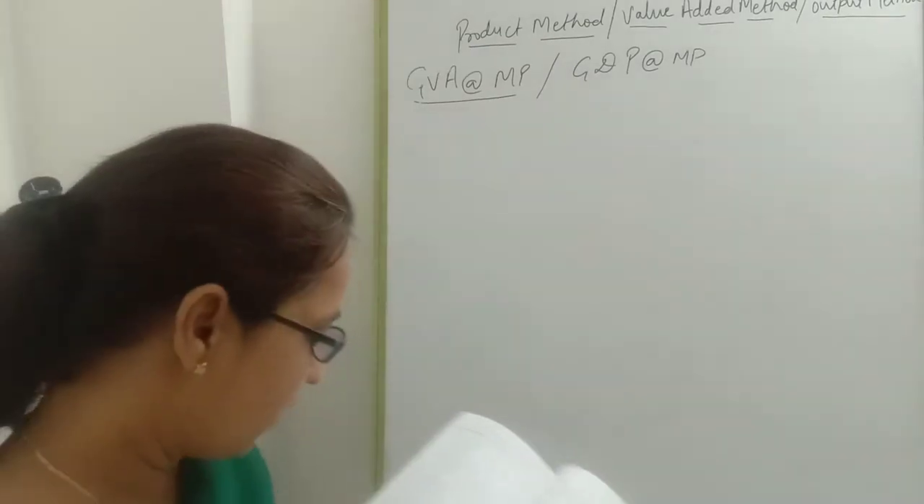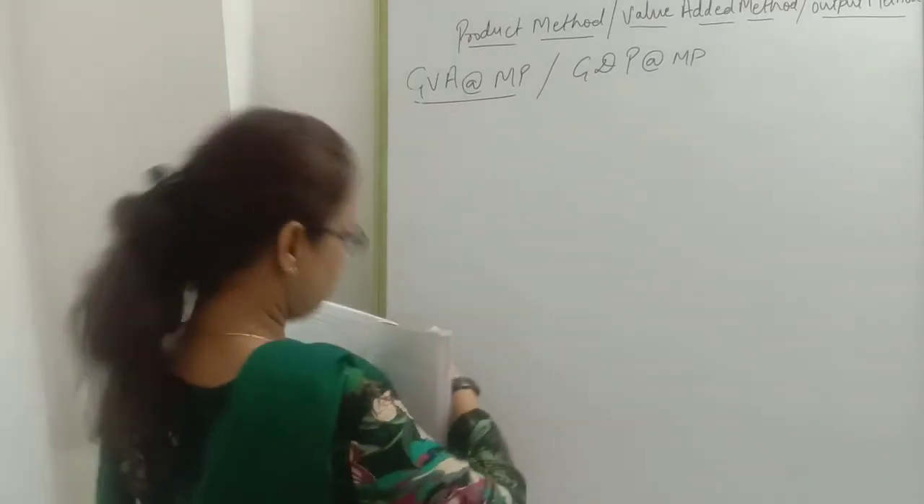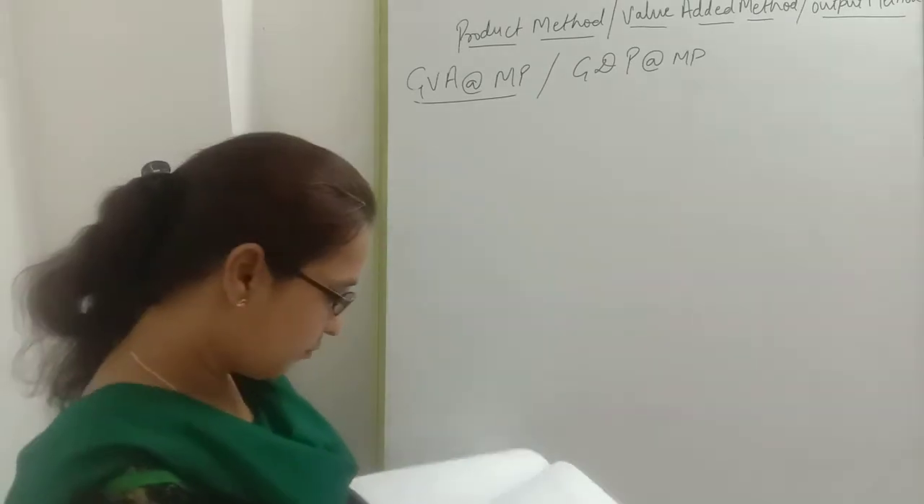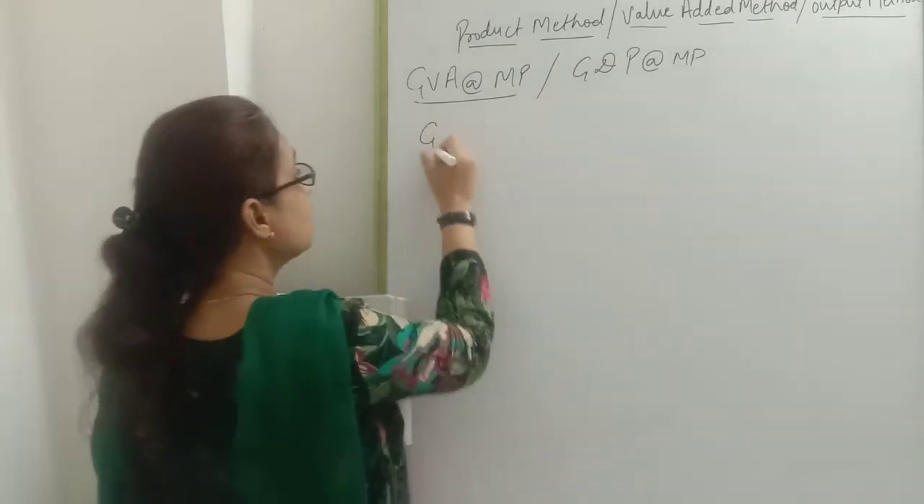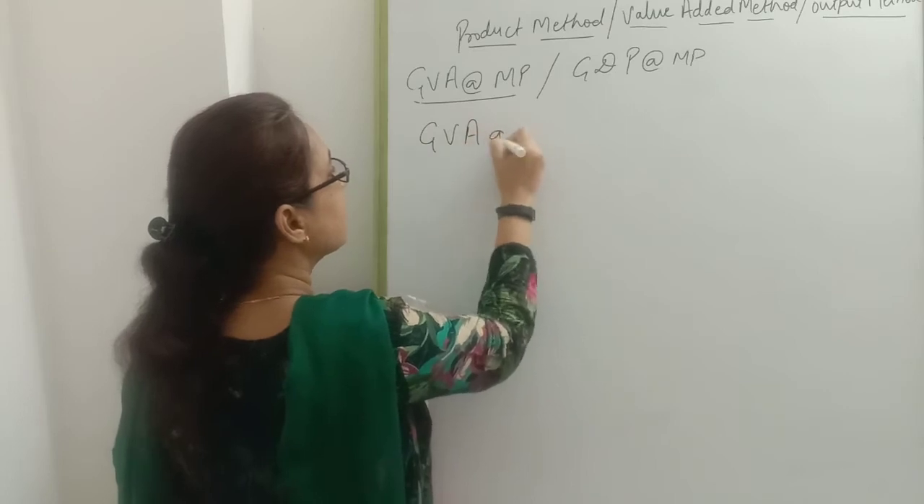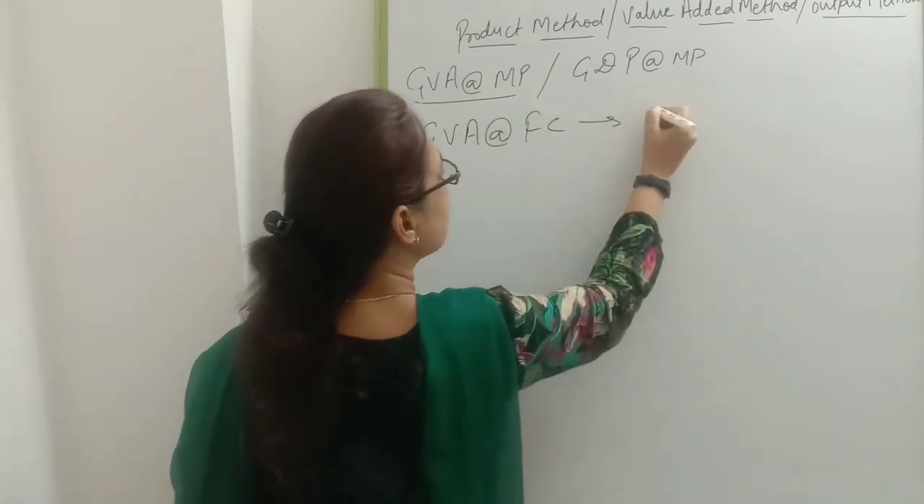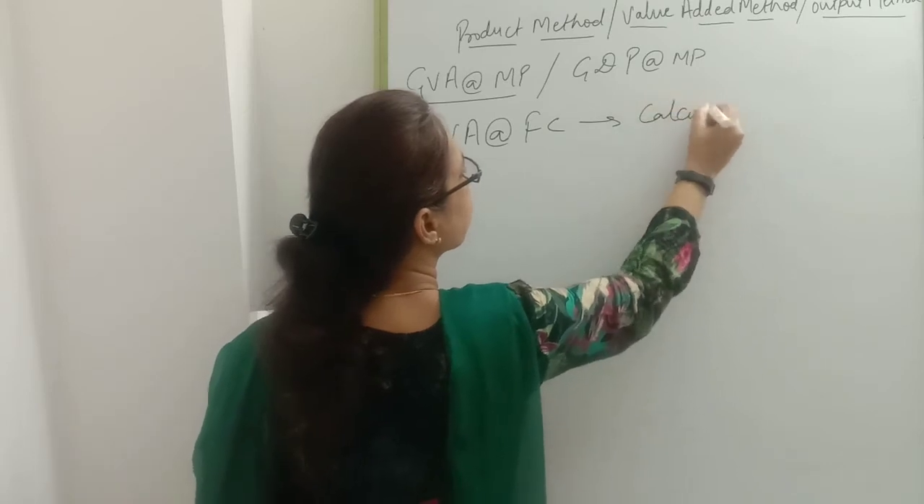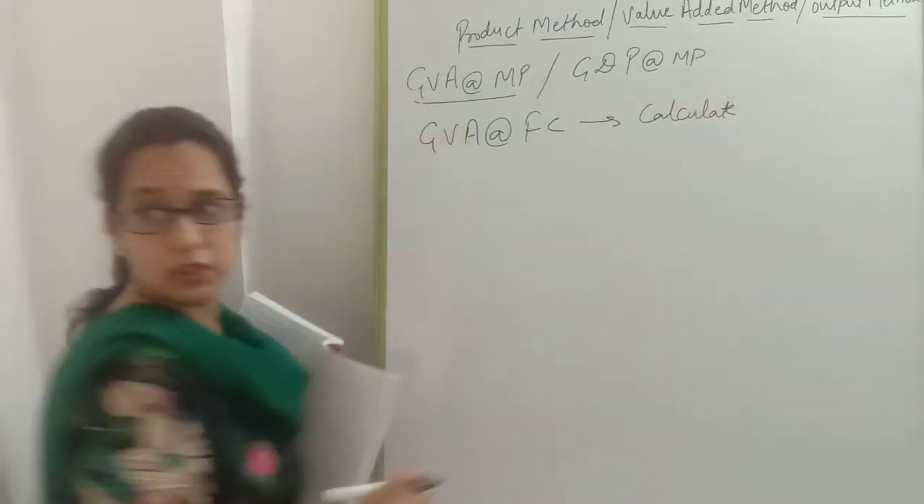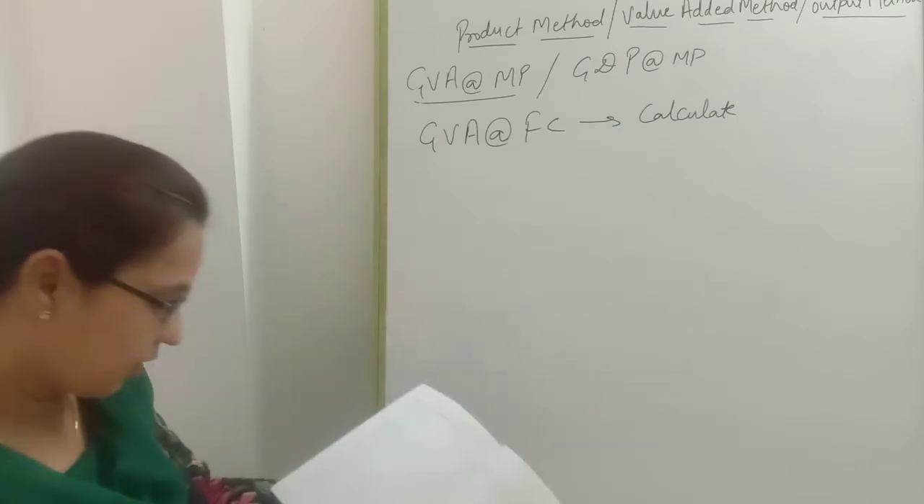Now calculate gross value added at the factor cost. What we have to calculate? GVA at the rate of MP. Sorry, GVA at the rate of factor cost.